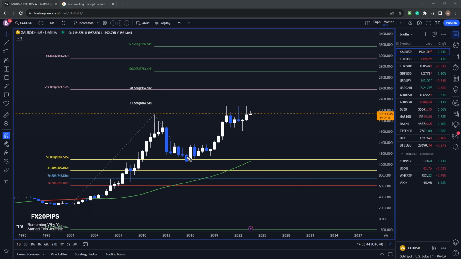Now, let's look at this leg, from here to here, and let's see what we get, or maybe even from here to here. Let's just take a look.